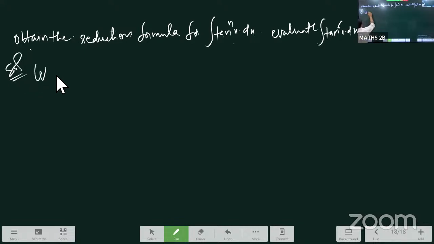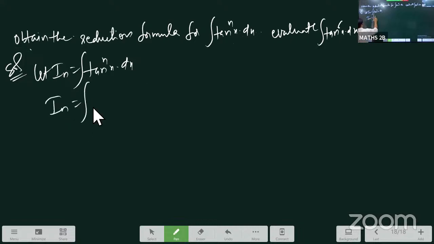Let In be equal to integration of tan power n x dx. Now In is equal to integration of tan to the power n minus 2 x into tan square x dx.